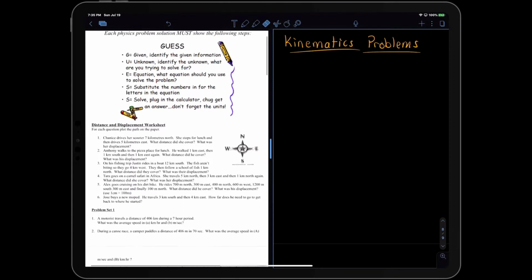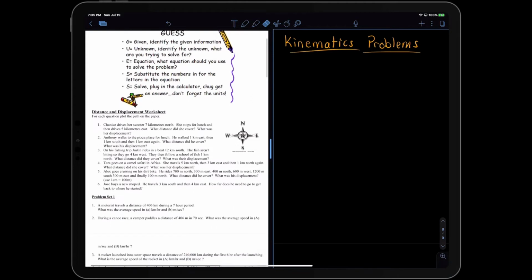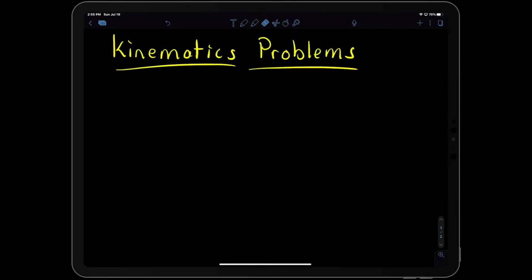We'll begin with the distance and displacement worksheet. We'll begin with those 6 questions right now. So we have the first one. I'm going to assume the name is Janice. Janice drives her scooter 7 kilometers north.